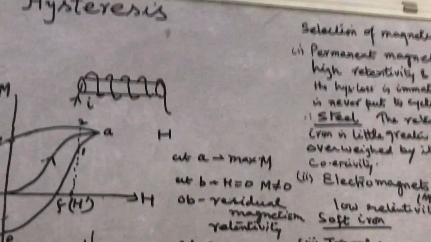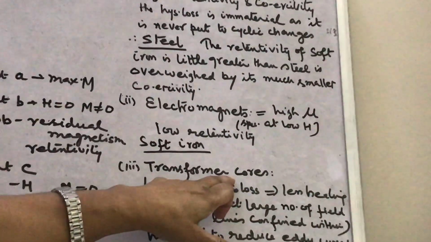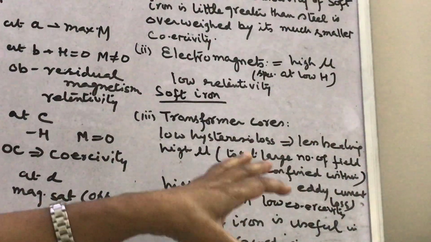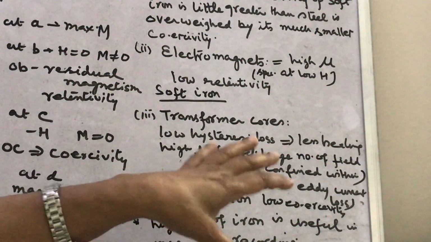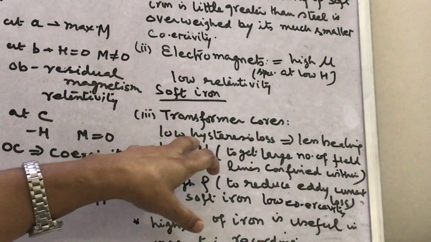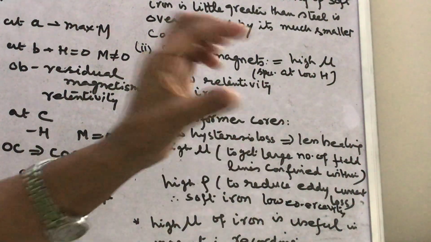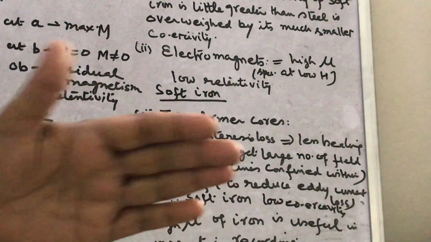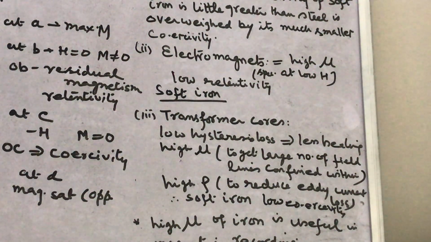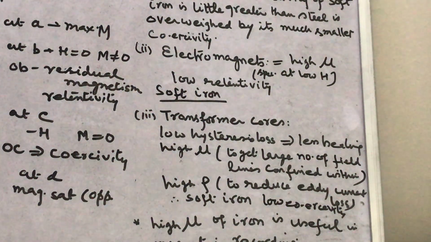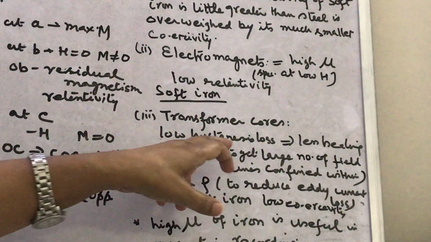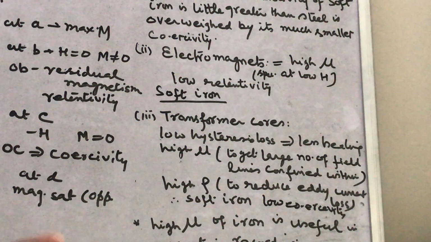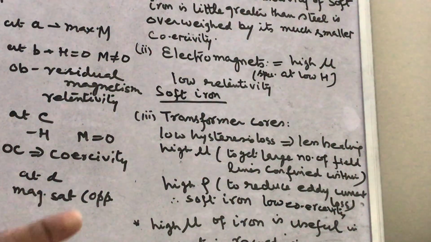So what are the benefits of soft iron being used as the core in a transformer? It has low hysteresis loss. The hysteresis loop area will be less, so less energy is lost as heat. The heating produced will be less, because excessive heating may damage the insulation, may break the insulation.